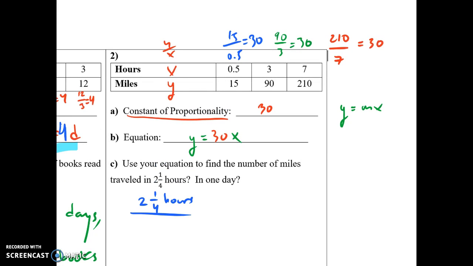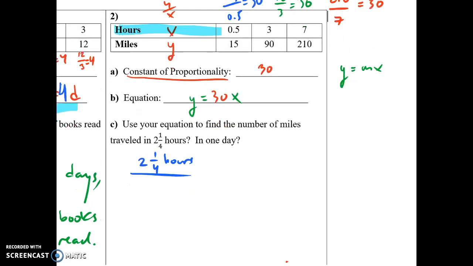Now, going back to our table, we can see that the hours is the x-axis. So this means that we want to find what our y is when our x equals 2 1/4 hours. Now we could write that as 2.25 hours, or you could even write it as 9 over 4 hours, or 9/4 hours.